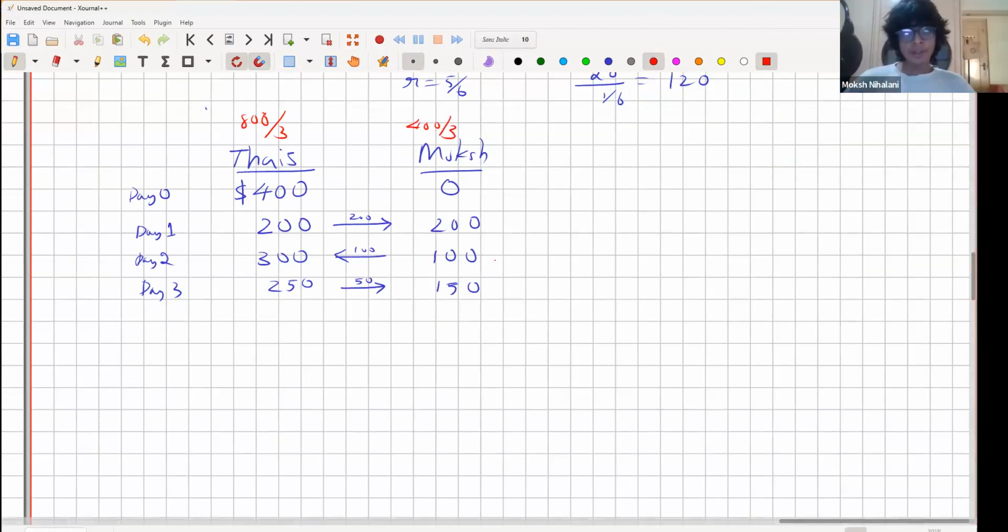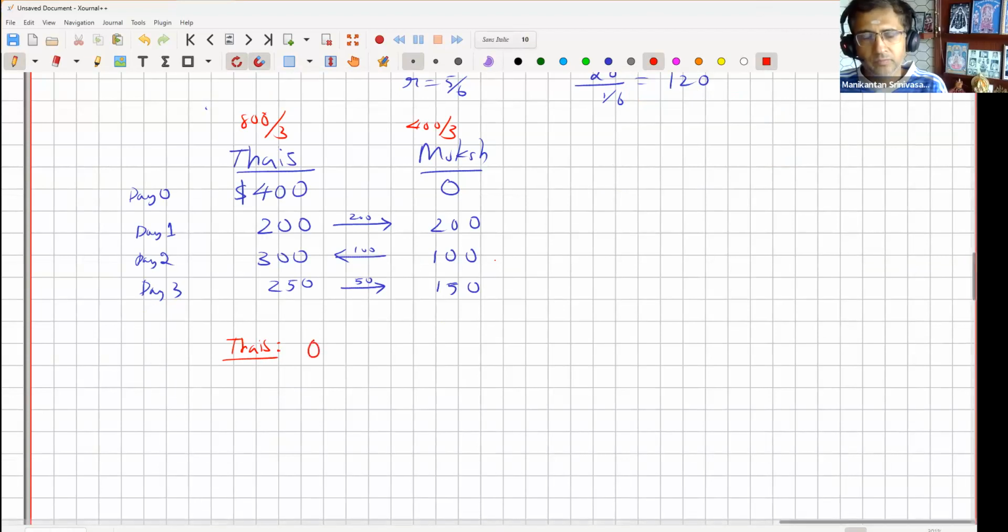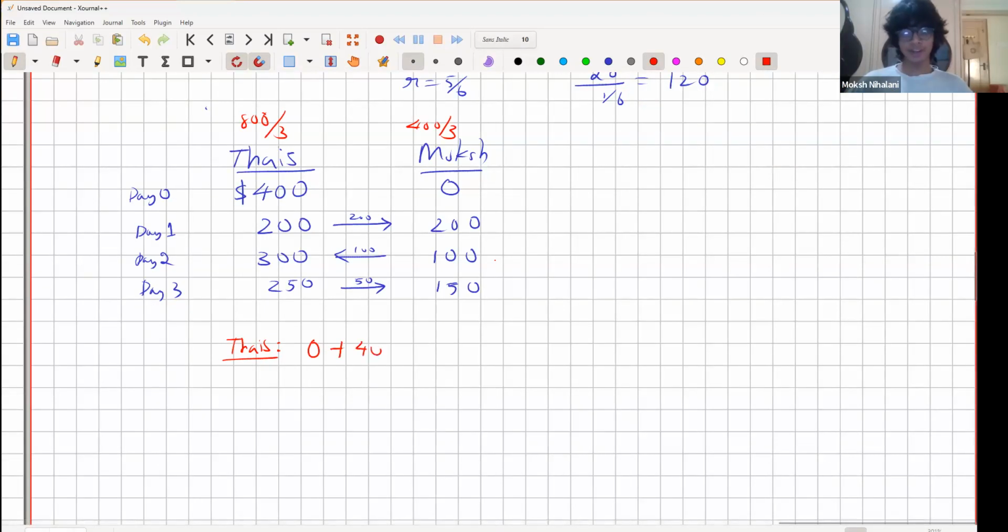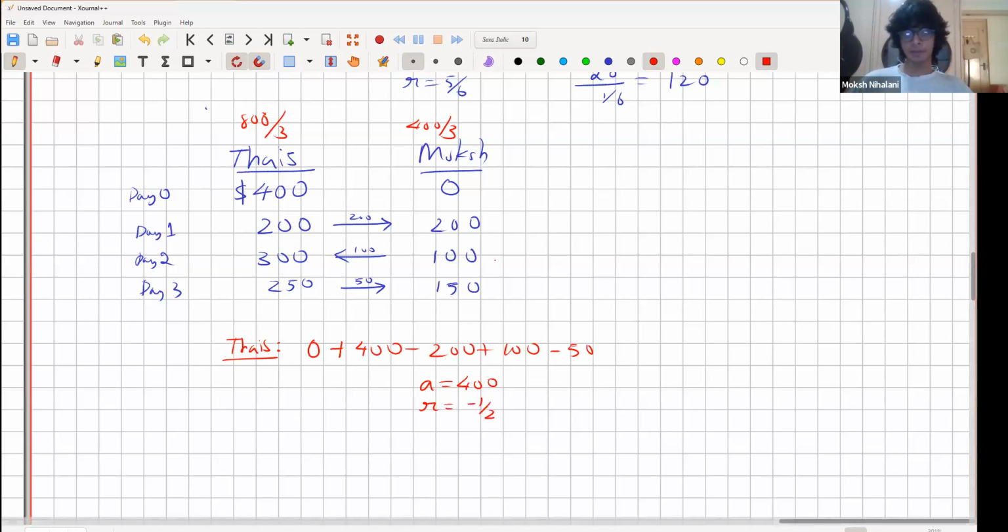I found it easier to focus on Thais' balance rather than my personal balance. Let's imagine before the experiment started, she had $0. Then she gained plus 400. Then she lost 200. She gained 100. Then she lost 50. We can easily see this is a summation of the infinite series, 400 minus 200, 100 minus 50. So the first term a is 400. The common ratio is minus 1 upon 2. Then we can just plug it into the formula to get the answer, 800 upon 3.